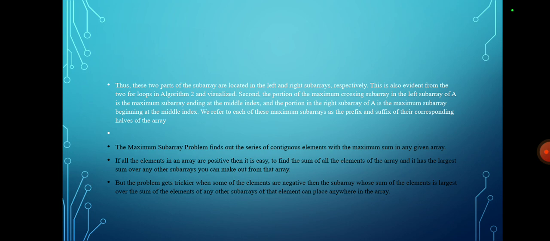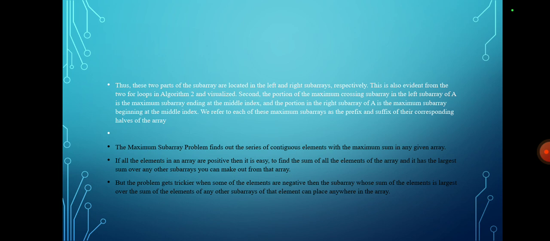Then as we discussed already, these two parts of the subarray are located in the left and right subarrays respectively. This is also evident from the two for loops in algorithm 2 and visualized. Second, the portion of the maximum crossing subarray in the left subarray of A is a maximum subarray ending at the middle index, and the portion in the right subarray of A is a maximum subarray beginning at the middle index. The maximum subarray problem finds the series of contiguous elements with the maximum sum in any given array.